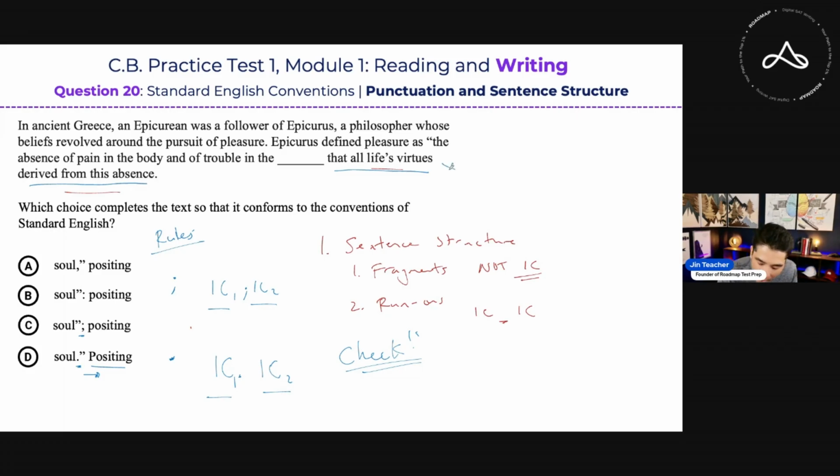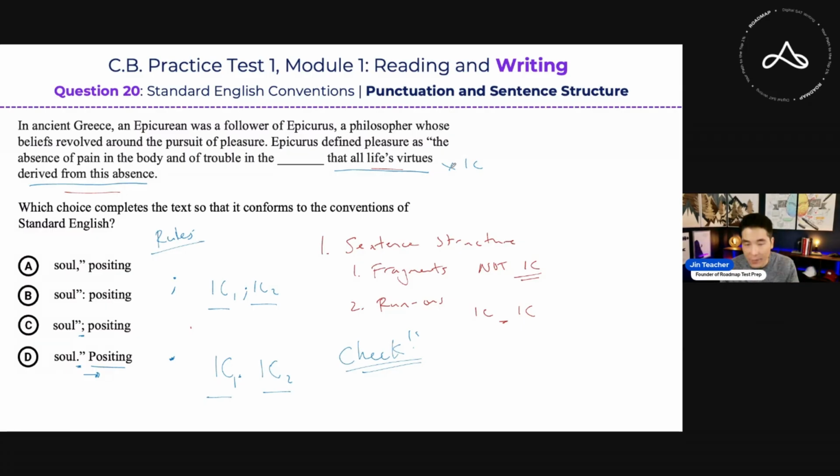Guys, that is not an independent clause. It's not a complete sentence. Positing that all life's virtues derived from this absence is missing a main verb and it's missing a complete thought. This is just a super long subject. We don't have a verb and a complete thought. We have an incomplete sentence.